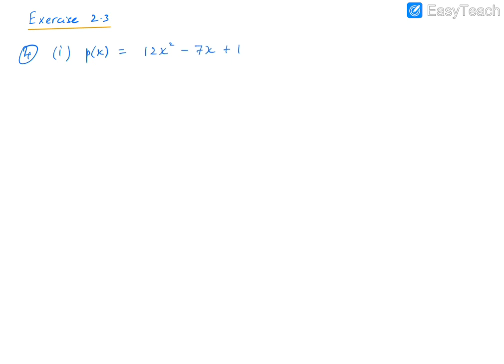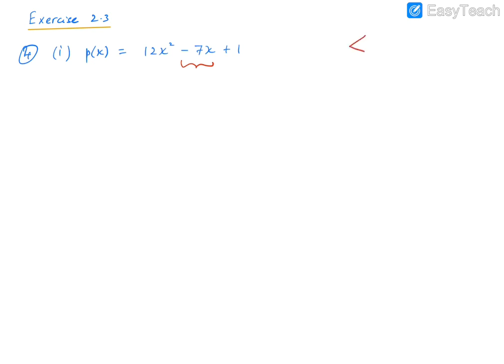We are given the polynomial 12x squared minus 7x plus 1. So we need to split this middle term. The middle term here is minus 7x. We need to split this in such a way that the numbers we choose for splitting should have a product of a and c. In this case, a is 12 and c is 1. So 12 into 1 should be 12.